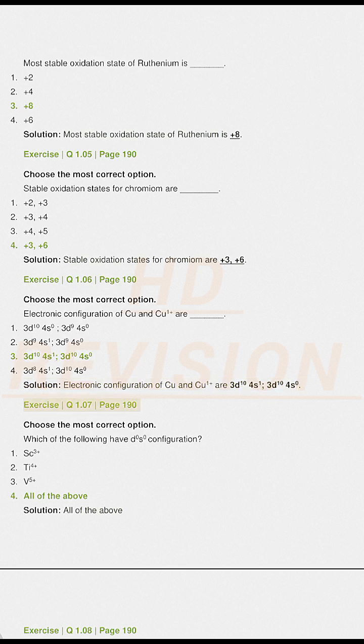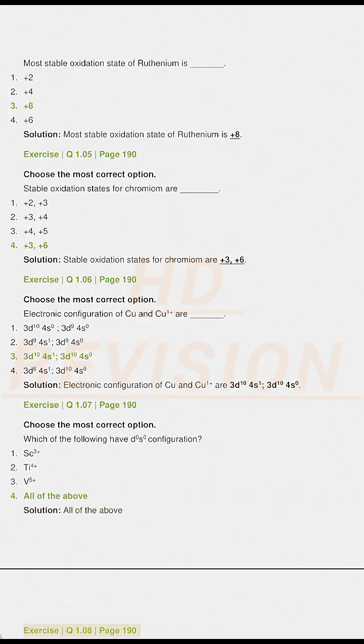Exercise Q 1.07, page 190. Choose the most correct option. Which of the following have d0s0 configuration? 1. Sc3+, 2. Ti4+, 3. V5+, 4. All of the above. Solution. All of the above.